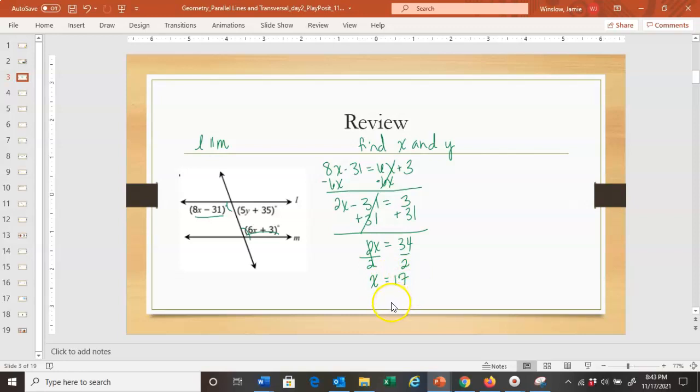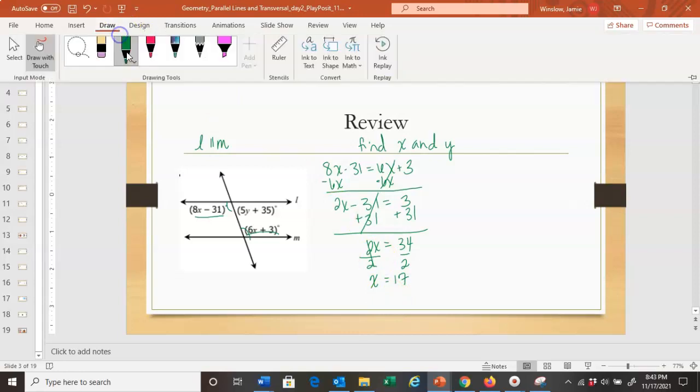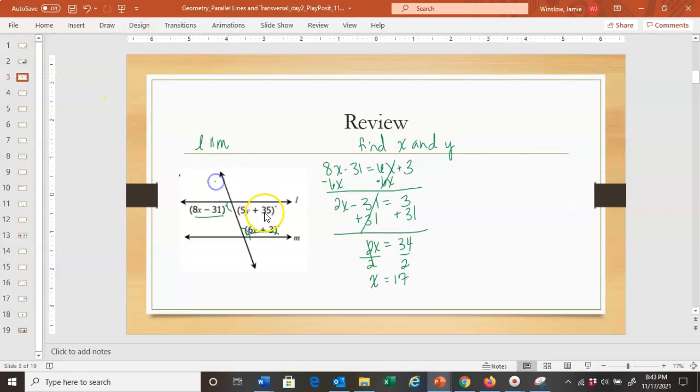All right, we found x. Now we just need to find y. So we can use either one of these. Let's plug x in and see what the angle measures are. So 6 times 17 plus 3. I don't have my calculator, so let's do this by hand. We can also do 8 times 17 minus 31, whichever one you guys want to tackle first.